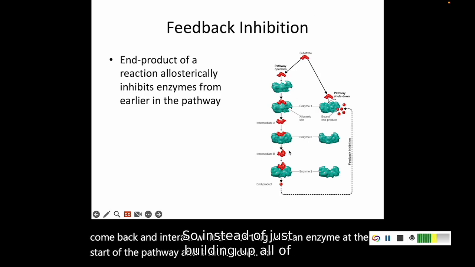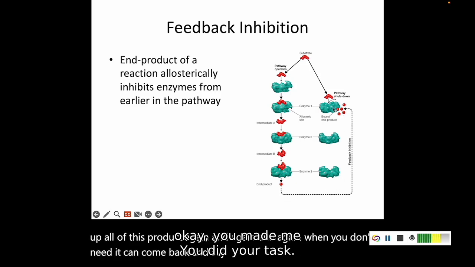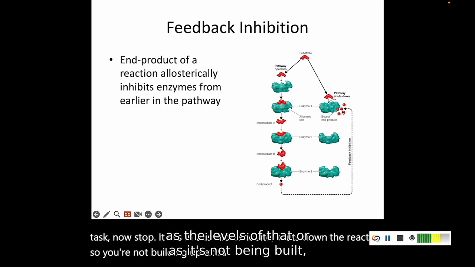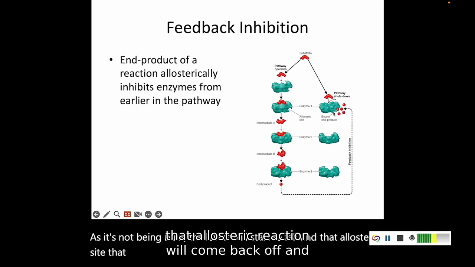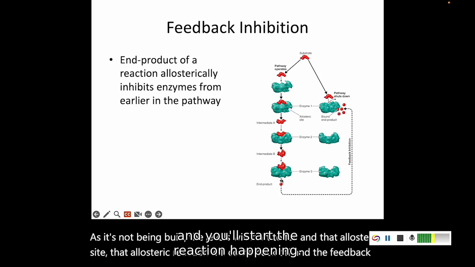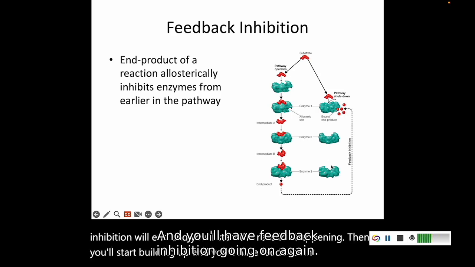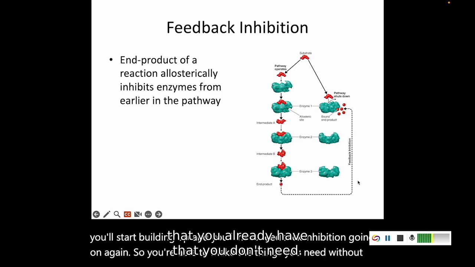So instead of just building up all of this product again and again and again when you don't need it, it can come back and say, okay, you made me, you did your task, now stop. It fills in this allosteric site, shuts down the reaction, so you're not building up extra. As the levels start to fall, that allosteric inhibition will come back off, and the feedback inhibition will end, and the reaction will start happening. Then you'll start building up, and you'll have feedback inhibition going on again. So you're able to make the things you need without making things that you already have that you don't need.